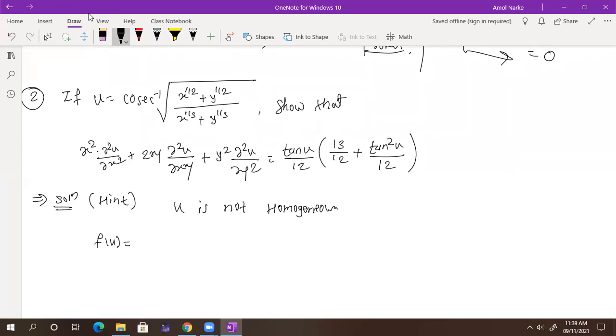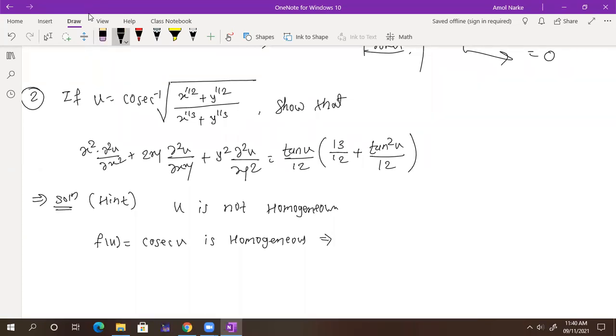Cosec u. Is it homogeneous? Yes, sir. What is the degree? No, it is not 0. It is 1 by 12. Yes, exactly. No, it is not minus. Let's see.